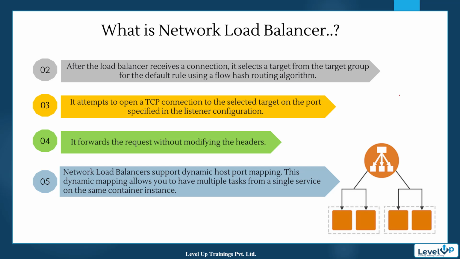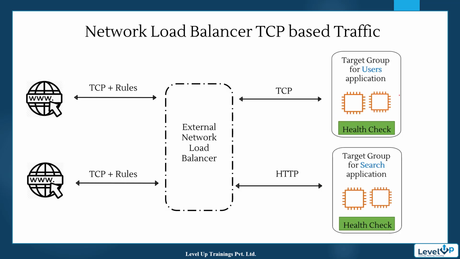Network load balancer attempts to open a TCP connection to the selected target on the port specified in the listener configuration. So basically we have to create something called a listener configuration, and based on that, it will select a port. It forwards the request without modifying any headers. Network load balancer supports dynamic host port mapping. This dynamic mapping allows you to have multiple tasks from a single service on the same container instance. That is what a network load balancer is.